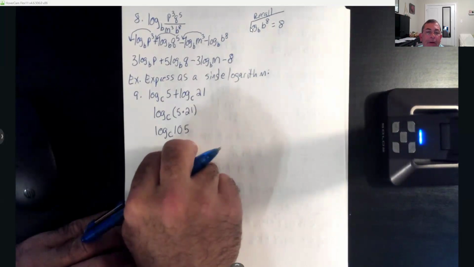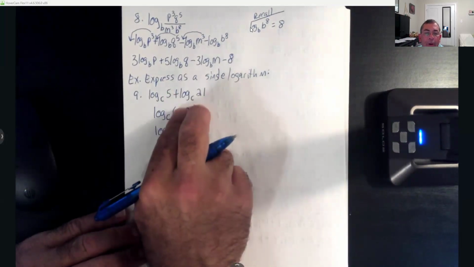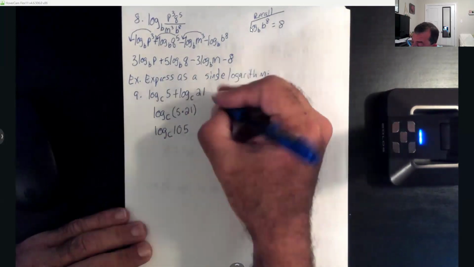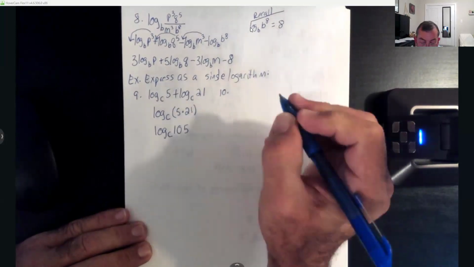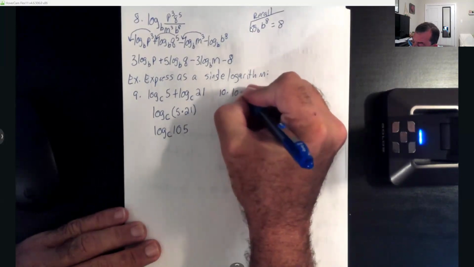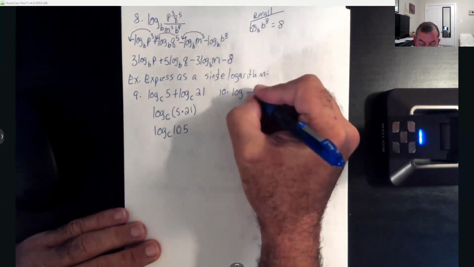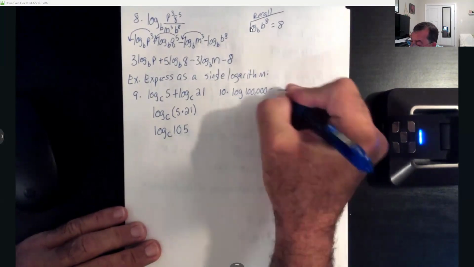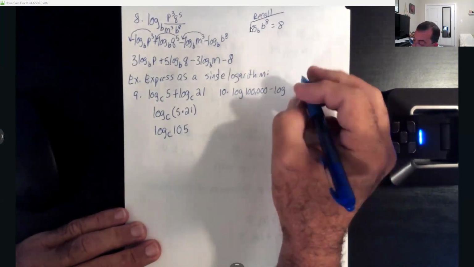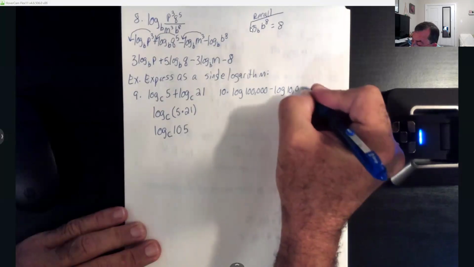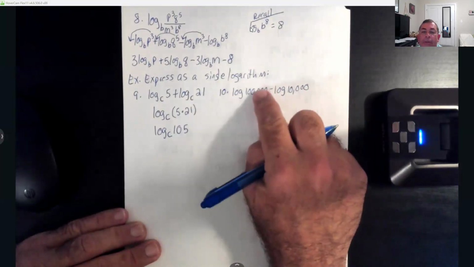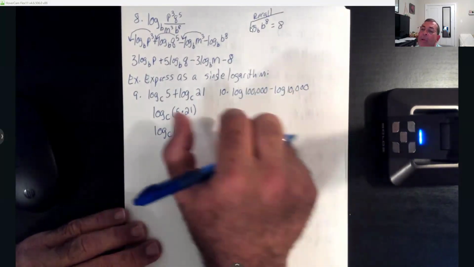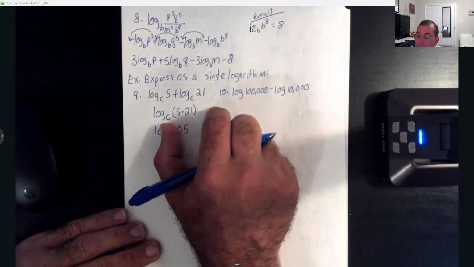So we're going in reverse now. Things that are being added get multiplied. Things that are being subtracted get divided, okay? Now, y'all, this one has log of 100,000 minus the log of 10,000. So see, these ones are being subtracted. So being subtracted, we rewrite them as a quotient.